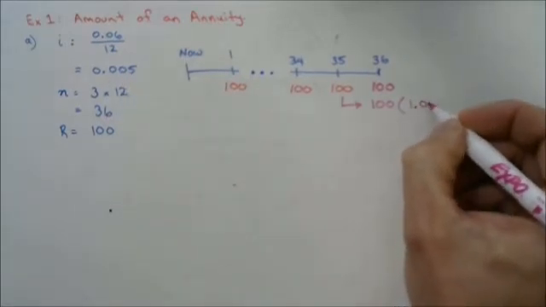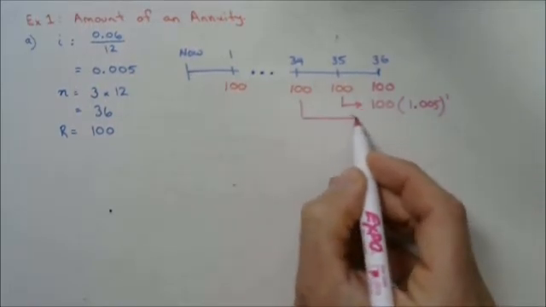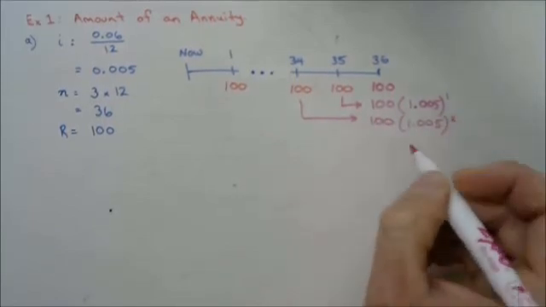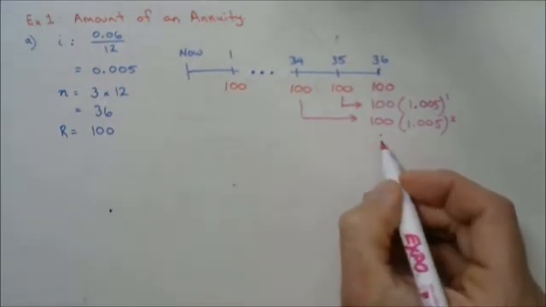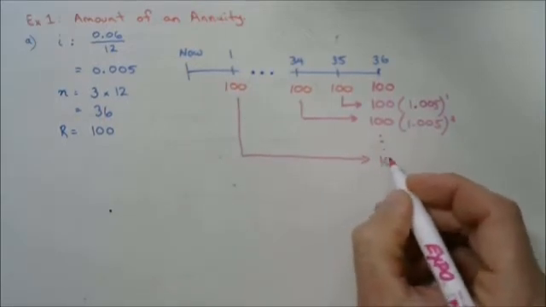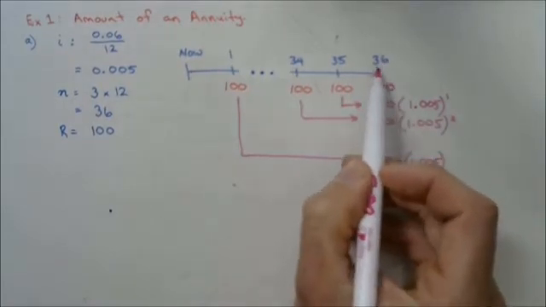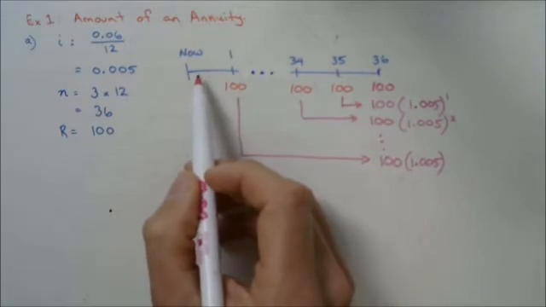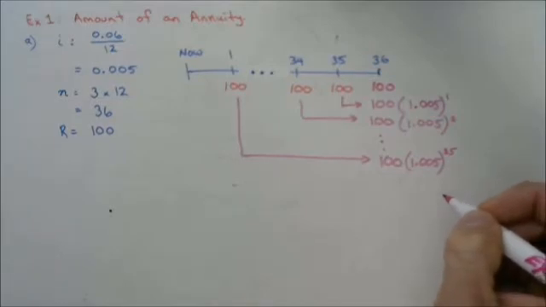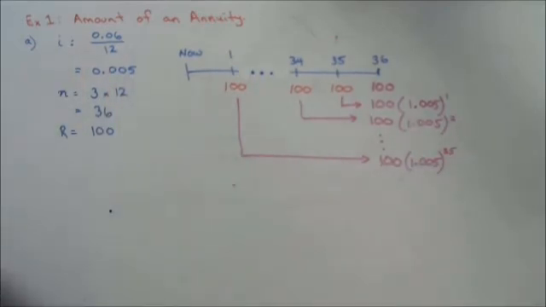So I've got 1.005 to the power of 1. This guy is going to be $100 times 1.005 to the power of 2. And then we skip a whole bunch in between. So those are all in here. And we take our first deposit, which is 100, and it is going to accumulate interest for every compounding period minus the first one, n minus 1. So it's going to accumulate interest 35 times. All right? There's our timeline. That's what we're doing. We've summarized our information. We have a graphical representation of it.